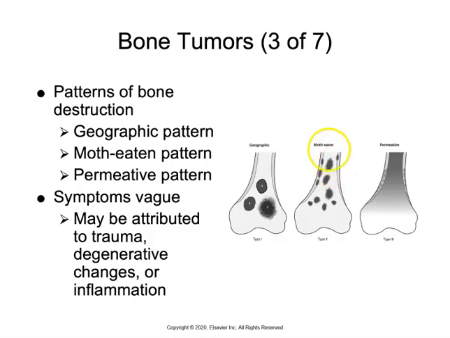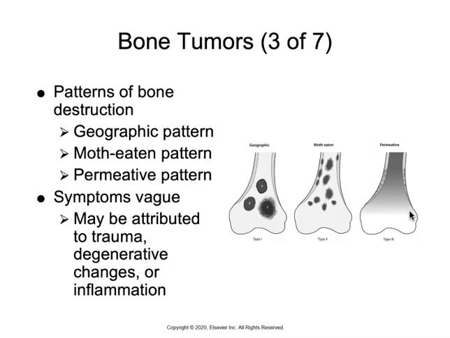Next, we have our moth-eaten pattern in the center over here, and we could see multiple areas of destruction here, and this tends to be more aggressive. We see that it rapidly grows and is a malignant tumor in which the margin is less defined or demarcated. And lastly, we have our permeative pattern. This is poorly defined and spreads aggressively and has a rapid growth potential.